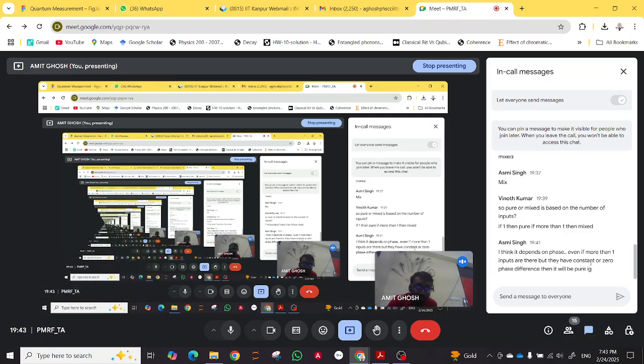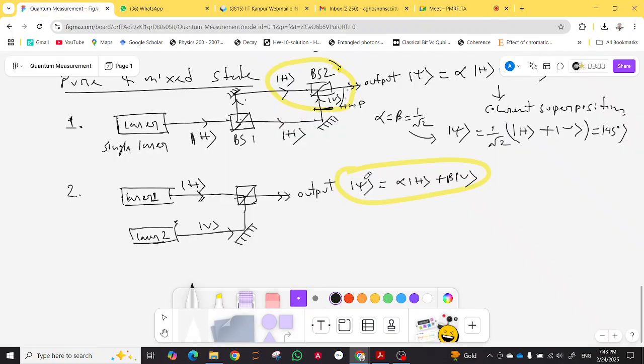Theoretically you can make it, but experimentally it is not possible to have a constant phase relationship between two different lasers. So here you cannot write the state like this, because alpha and beta are not constant. They are random. You can write alpha equals beta e to the power i phi, and phi depends on time, so it is random. So in this case, you cannot write the output state like this. This is not your output state.